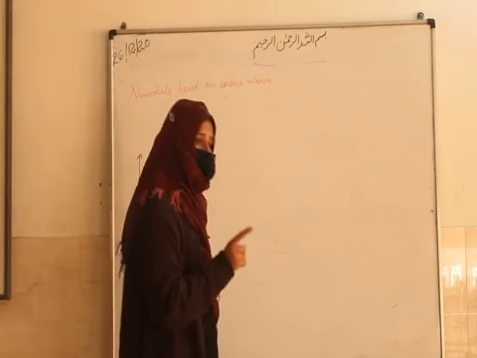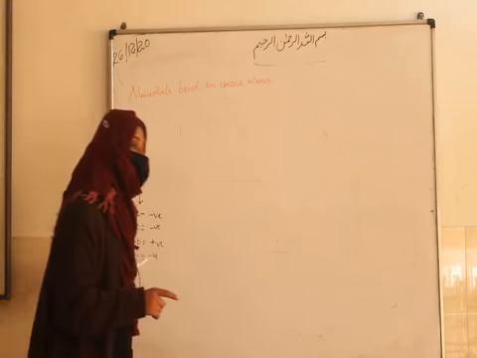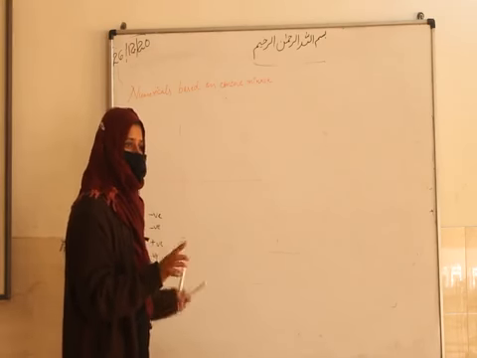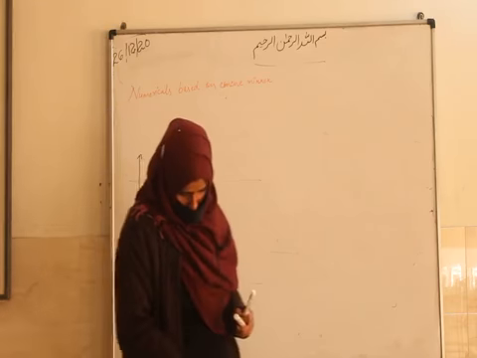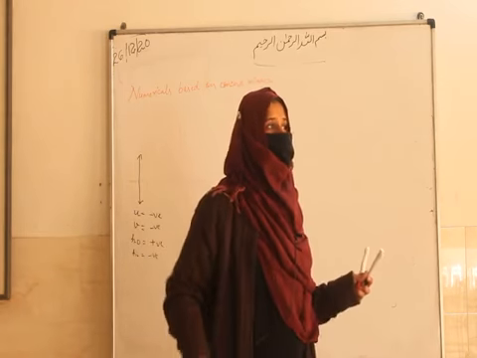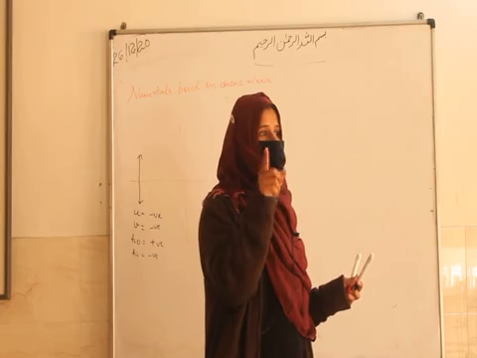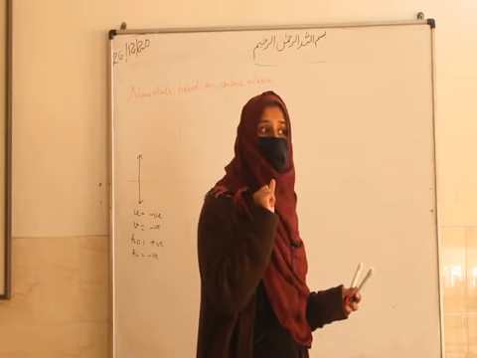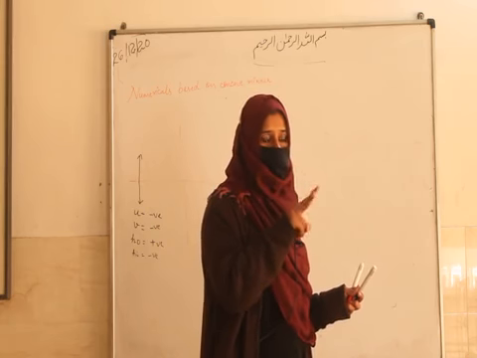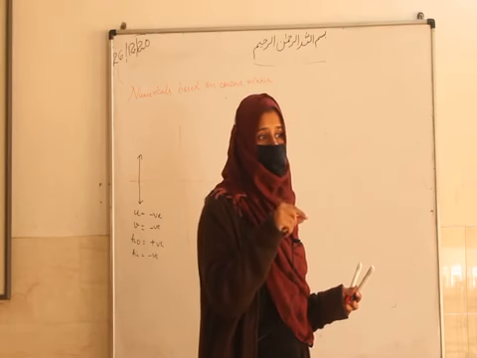In the question, they will not give you this sign. You have to put it by yourself. According to the numerical, you will put these signs by yourself. So these are the signs. Now tell me, when you keep an object between pole and focus in a concave mirror, where will the image form? Behind the mirror.